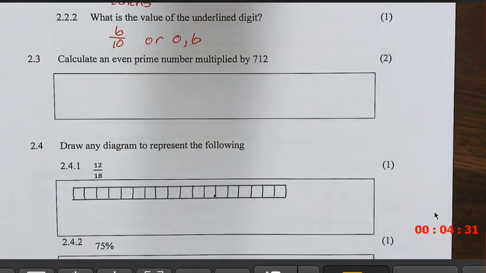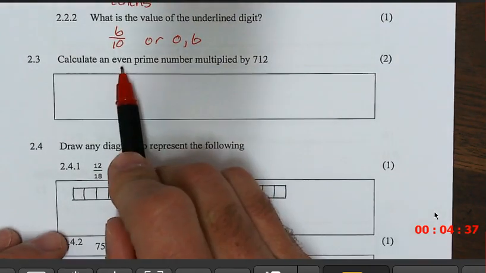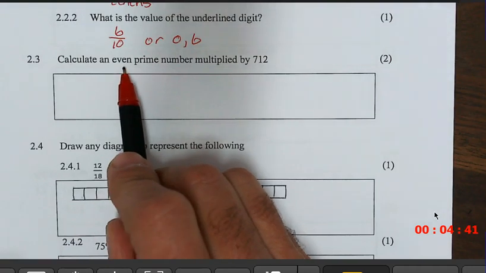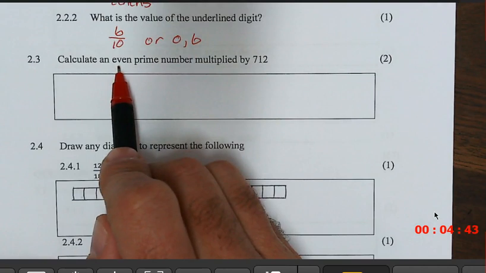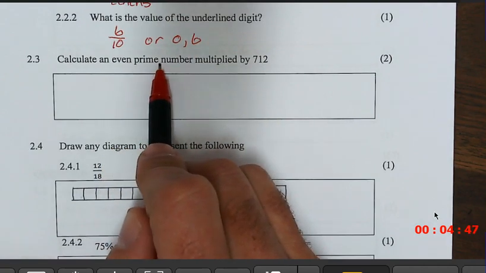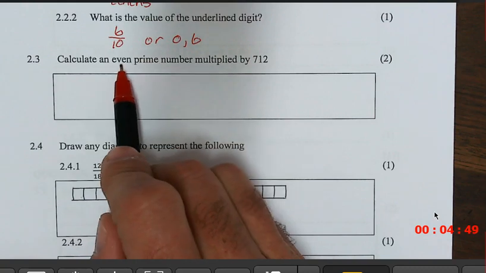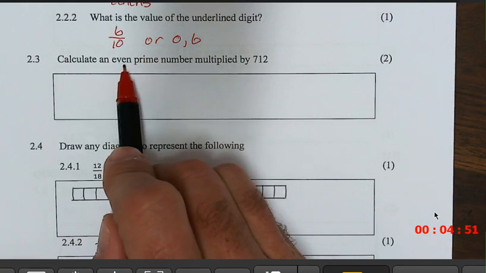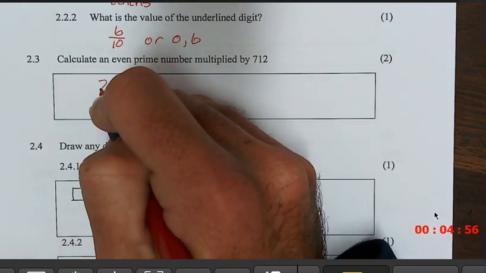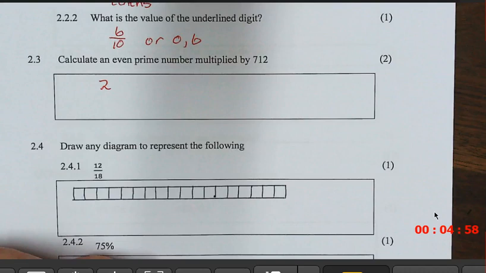2.3, calculate an even prime number multiplied by 712. Okay, we spoke about this quite a lot in the first term. Can you guys remember what is the only even prime number? Remember, a prime number only has 2 factors. Even numbers end on 0, 2, 4, 6 or 8. So the only even prime number is the number 2. All the other even numbers are composite numbers.